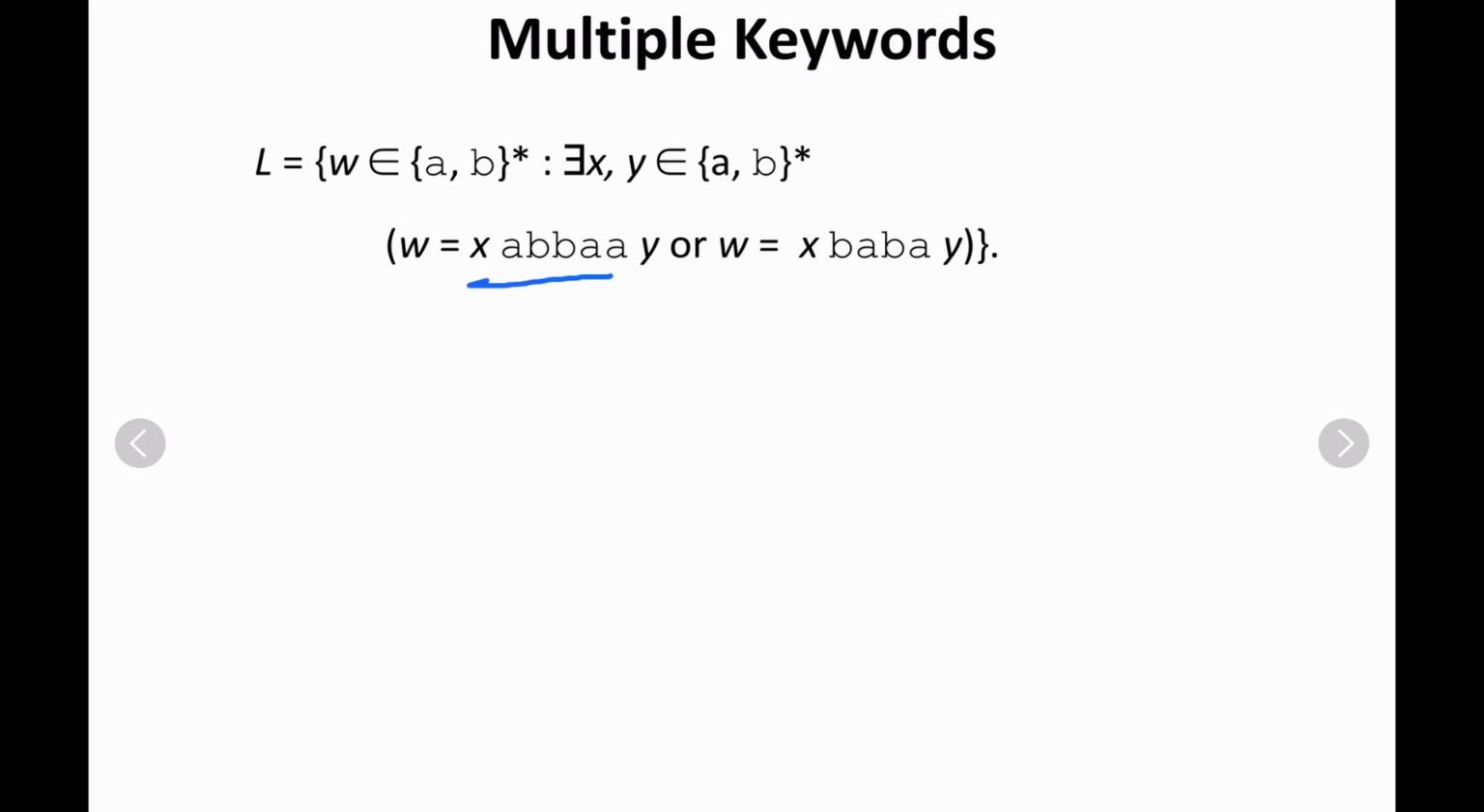Either it accepts x followed by the string followed by y, or x can accept this. There are two ways it will come. Either it accepts this or it will accept this. There are two machines. Multiple keywords work in a similar way.